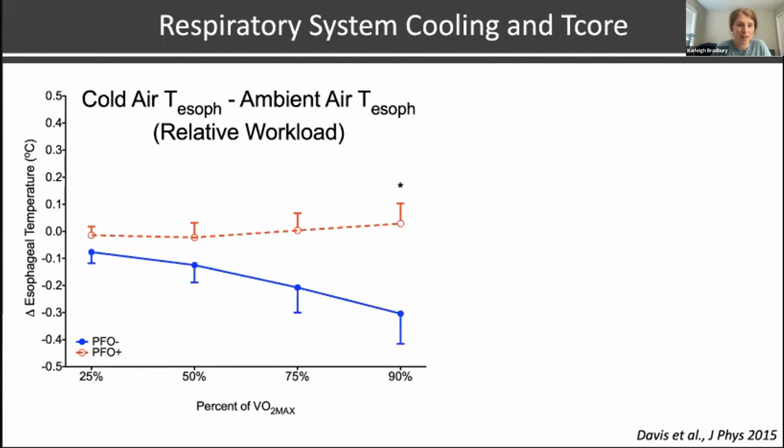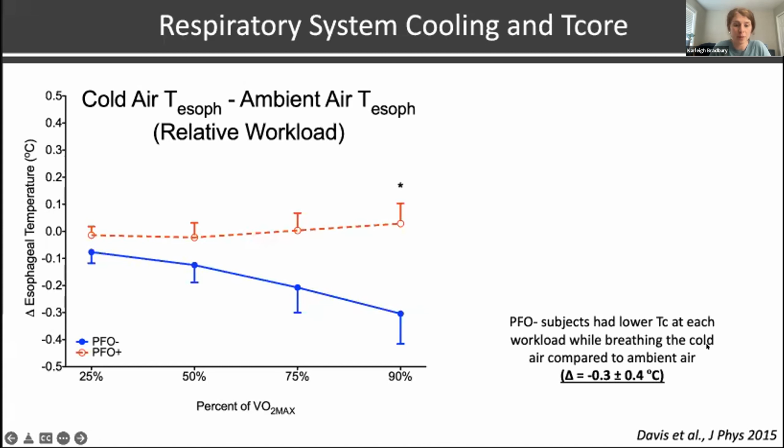So this next slide is looking at respiratory system cooling and esophageal temperature. In this, it's looking at the difference in temperature between the cold air trial and the ambient air trial in PFO positive and PFO negative across these four workloads. It's just important to note that in both trials, their temperature did go up across the four workloads. It's just the difference in temperature between those two trials.